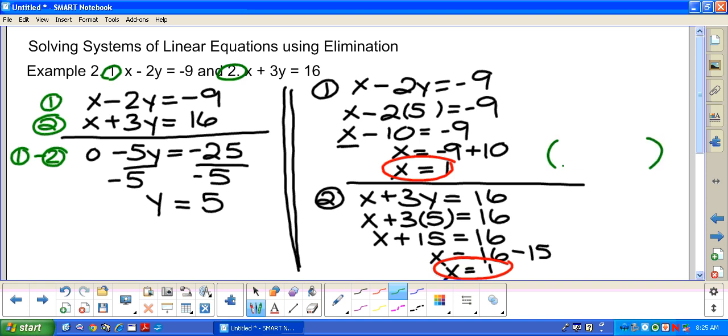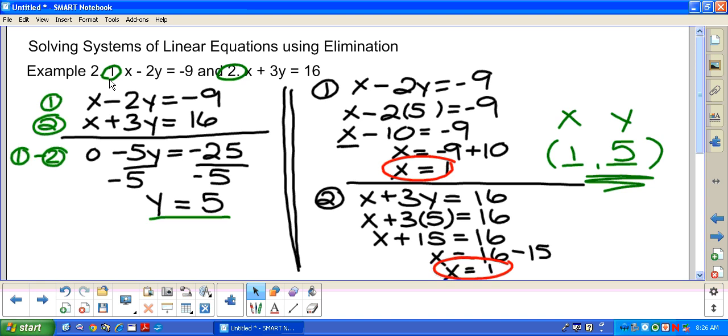As the final step, I need to write this in the point form, showing the point of intersection between these two lines. I found out the value of y is 5. Remember, the y goes here. And I found out the value of x is 1. This is the final answer. That's the point of intersection, and we are all done this question.